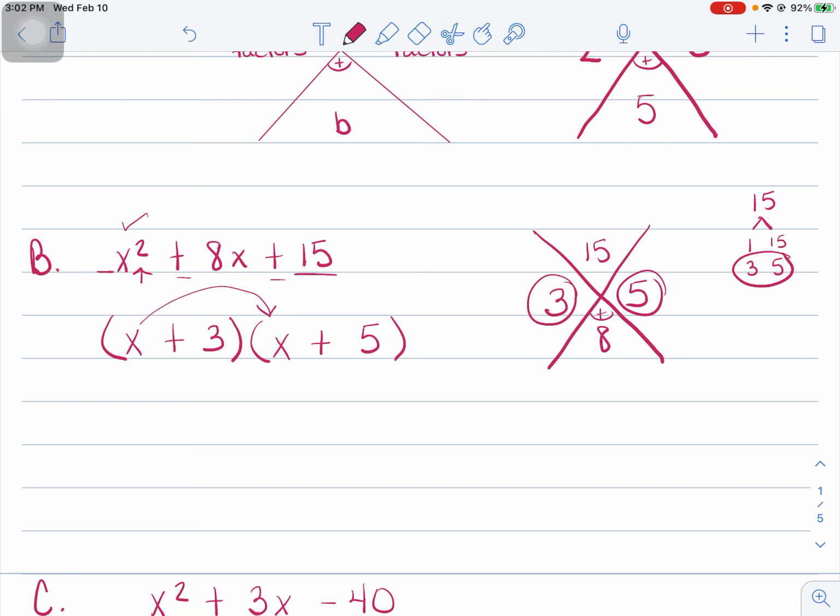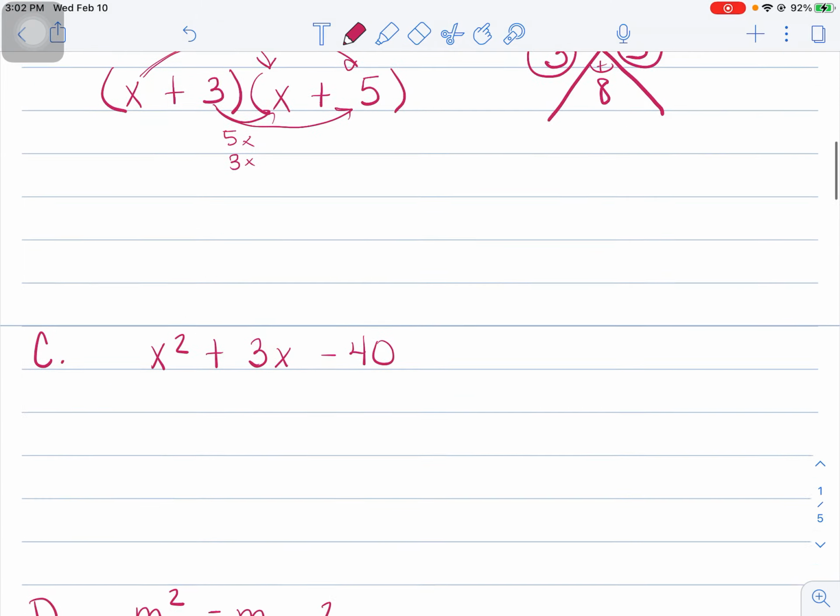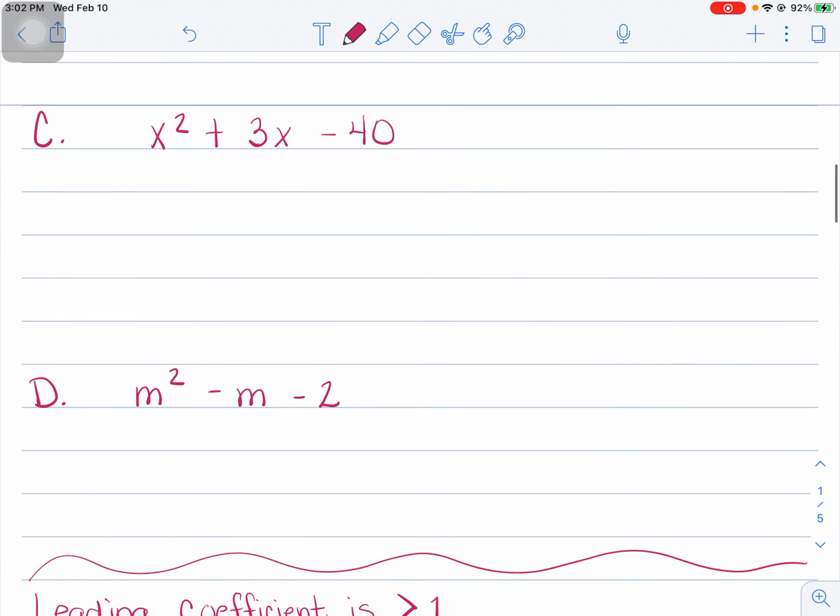X times x is x squared. X times 5 is 5x. 3 times x is 3x. 5x and 3x get me 8x, my middle term. And 3 times 5 gets me 15. So I know I'm correct. All right, I want you to try C and D and see how you do.